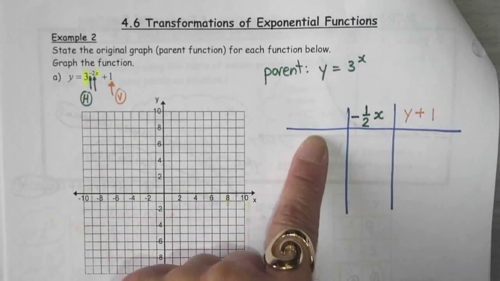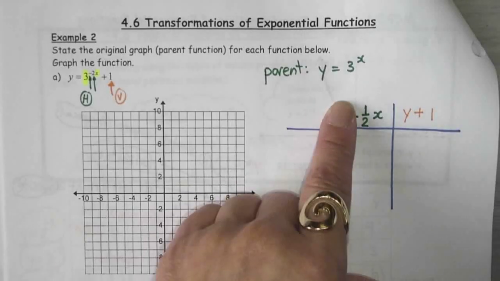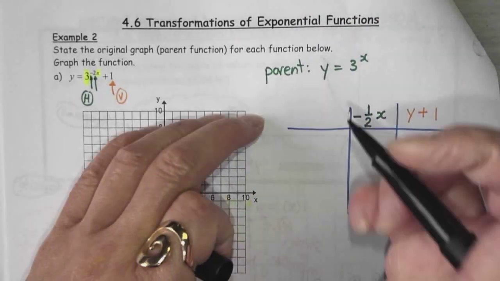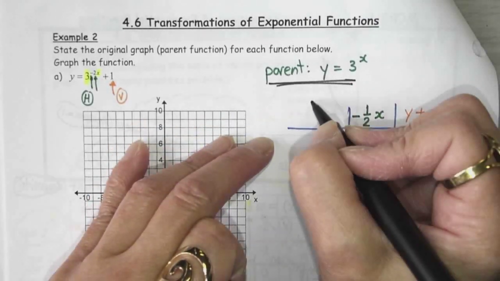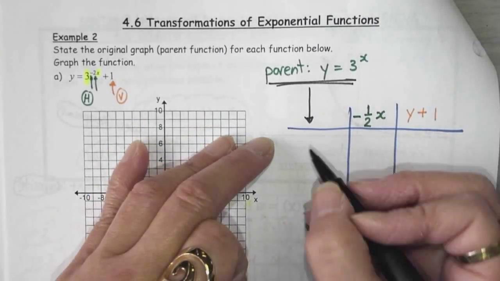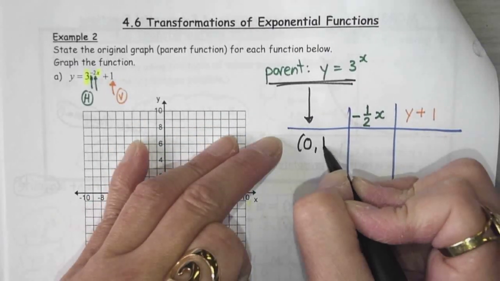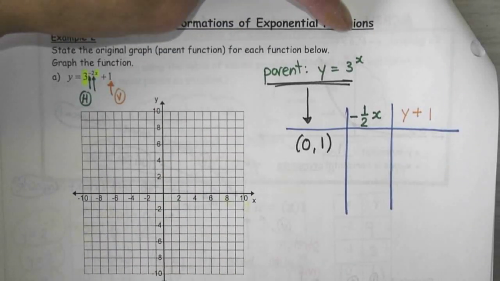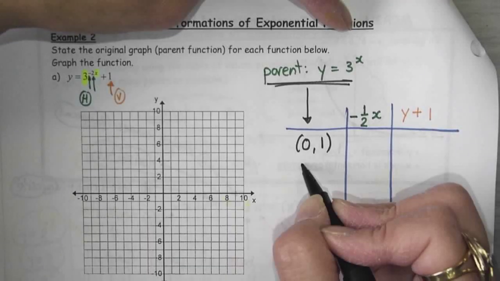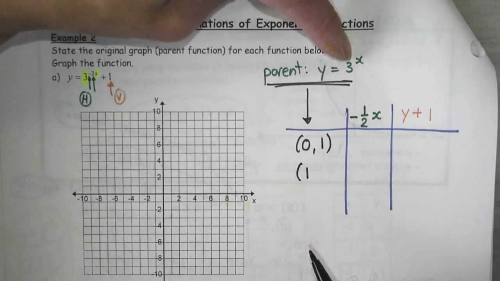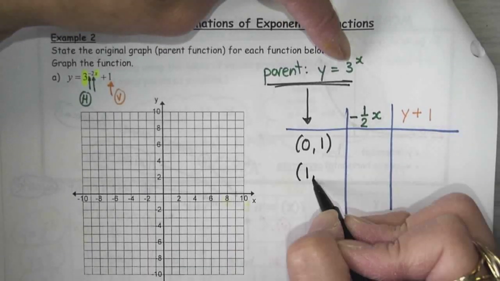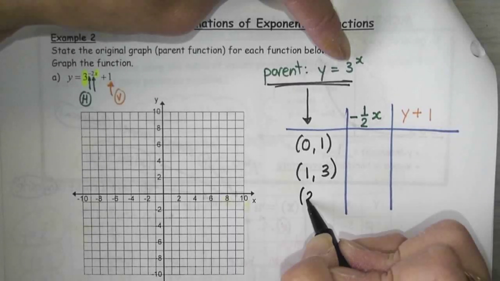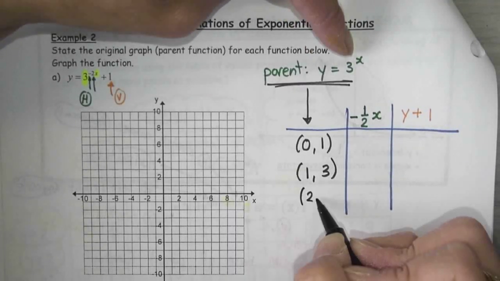So then you get your points. My points come from this guy. So my parent function, this part here, I'm going to underline it there, that's going to give me my points. So I know 0 is 1. It's always 0, 1. When the exponent is 0, it's 1. How about when the exponent is 1? When the exponent is 1, it's 3. Good. How about 2? Put 2 in, 9.